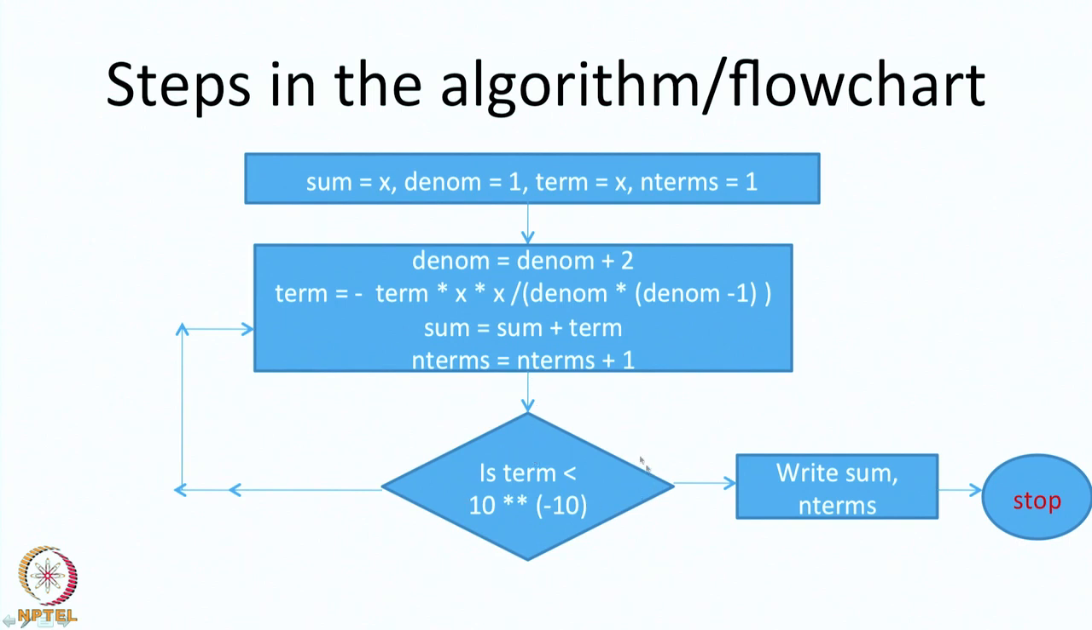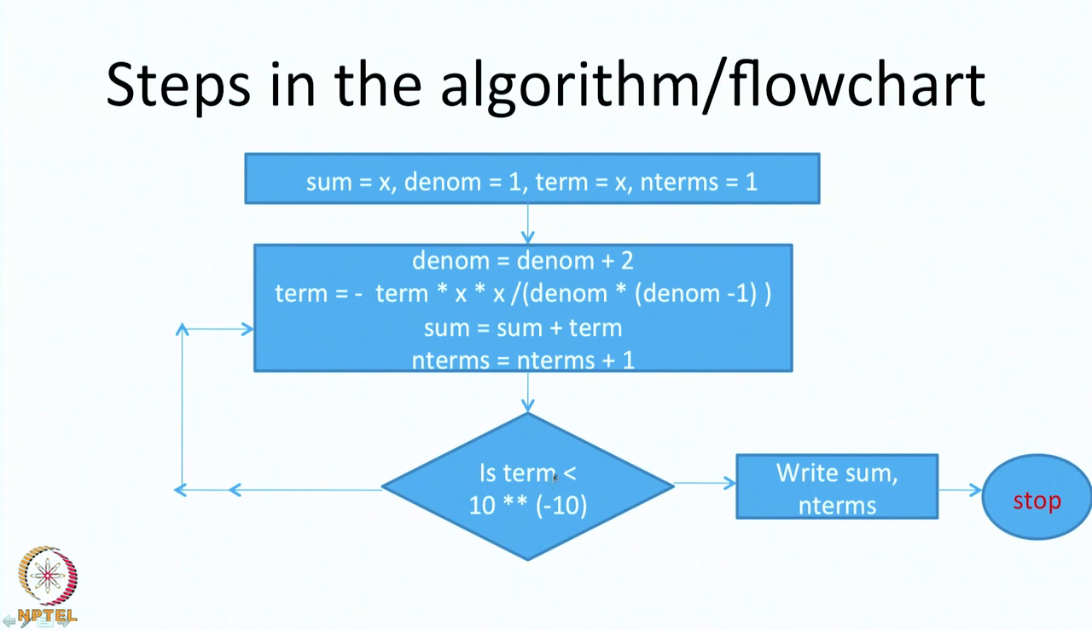Now, this is a diamond shaped line. So, what this line asks is, is term less than 10 power minus 10? That is, I am asking the question, is the value of term which I calculated very, very small? If it is much smaller than a very small number, then I stop my calculation. But if it is not smaller, then I have to redo the calculation. I have to redo the whole series of steps.